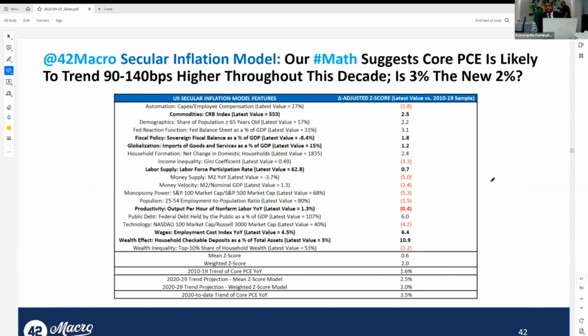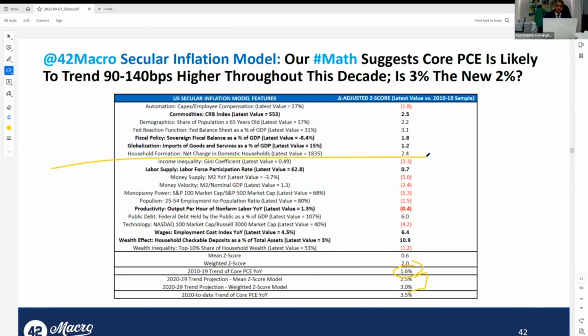What's the underlying level of inflation relative to the previous trend? This is a dynamic factor model that takes into account 20 features that have all been correlated or co-integrated with the unit root of core PCE inflation across time, across multiple decades. And what we found is that relative to the 2009 to 2019 trend of 1.6%, these factors or these features, if they're correct and persistent, suggest that the underlying trend of core PCE inflation has migrated to about 2.5 to 3%.